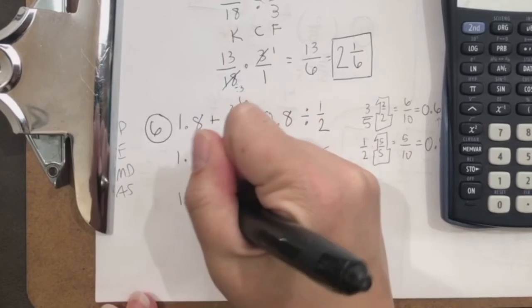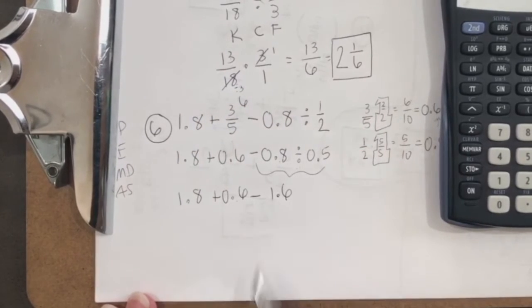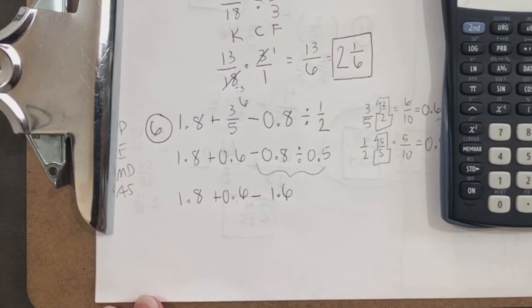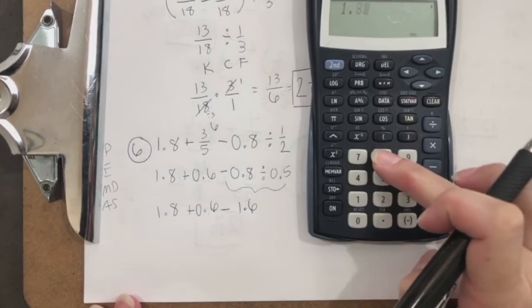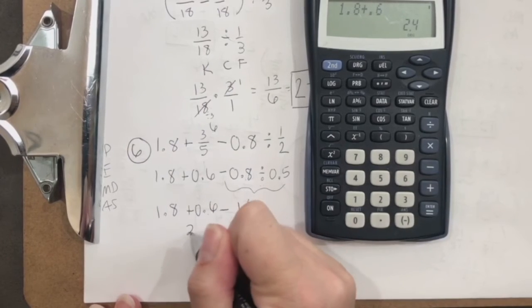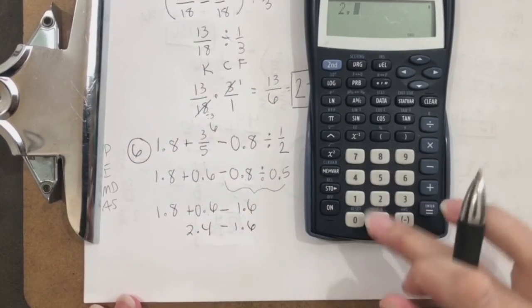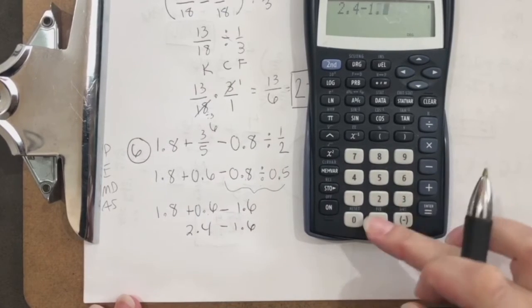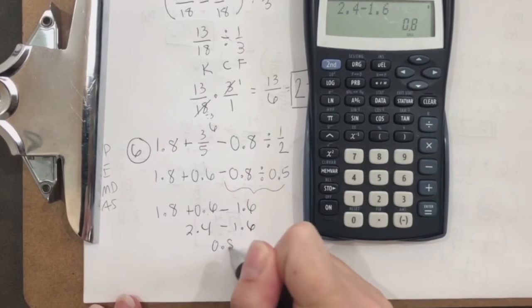We have 1.8 plus 0.6 minus 1.6. So, you know what, let's just use our calculator. 1.8 plus 0.6 equals 2.4, minus 1.6. So 2.4 minus 1.6 equals 0.8.